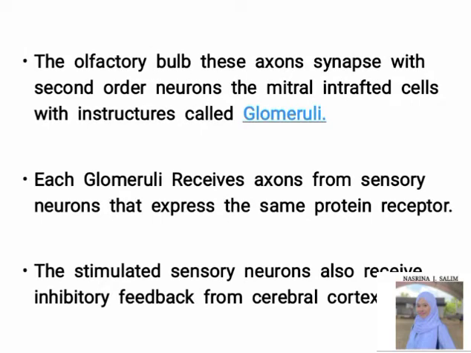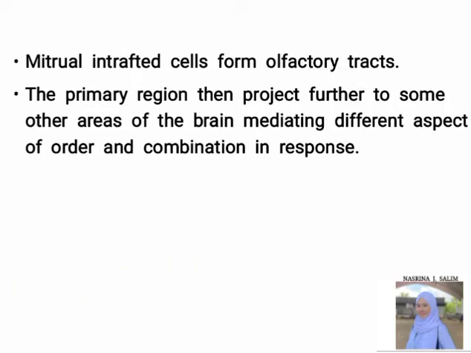The primary olfactory cortex is none other than several cortical areas located in the base of the frontal lobe and the inferior surface of the temporal lobe. These primary regions then project further to some other areas of the brain, mediating different aspects of odor recognition and response.